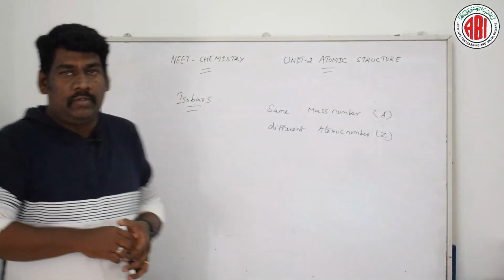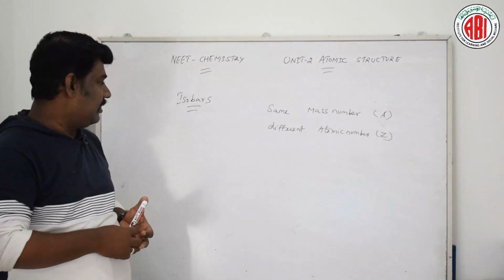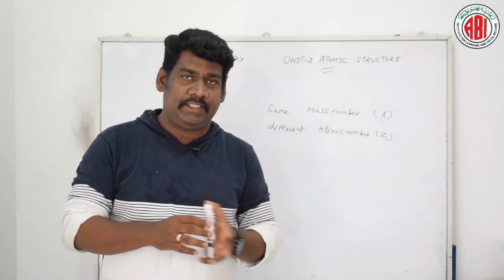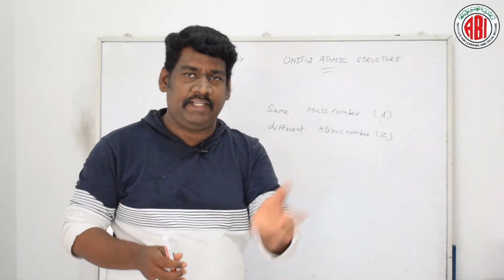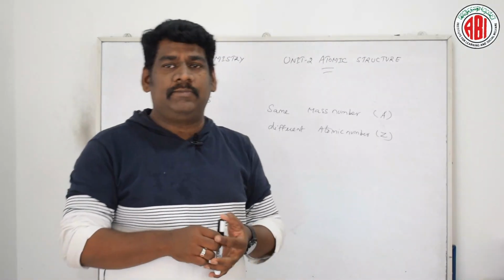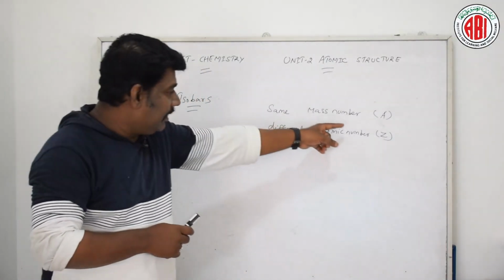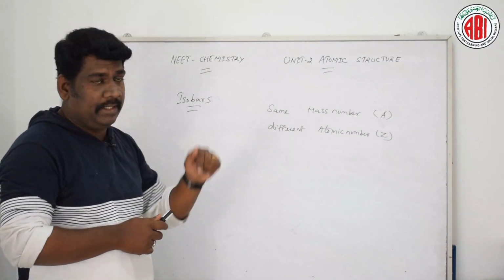Now let us talk about isobars. Isobars are the atoms of different elements, the elements which have different types of atoms. So atoms of different elements have the same mass number but different atomic numbers.